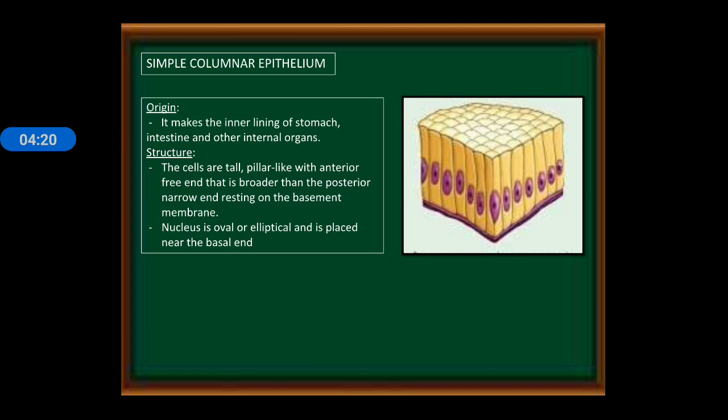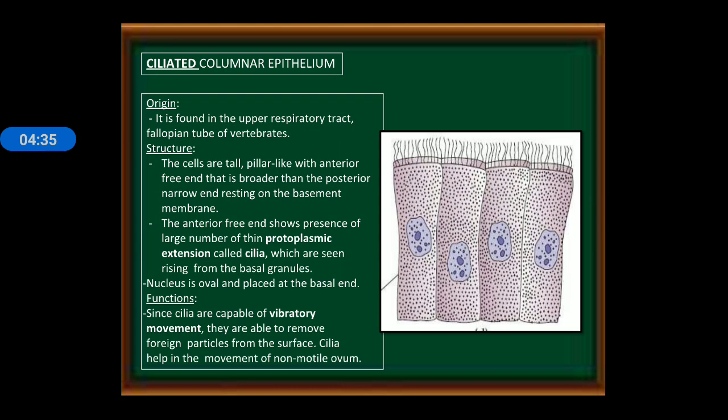Next is simple columnar epithelium cells. These are the column cells. They are present on the inner lining of stomach, intestine, and other internal organs. The cells are tall and pillar-like. Next is ciliated columnar cells. These are column-like cells, and they are mainly present in the upper respiratory tract or fallopian tube, and the vibratory movements are associated with these ciliated columnar epithelium cells.